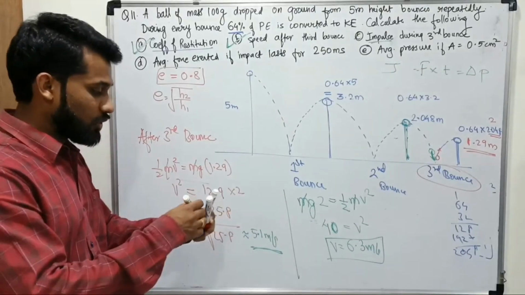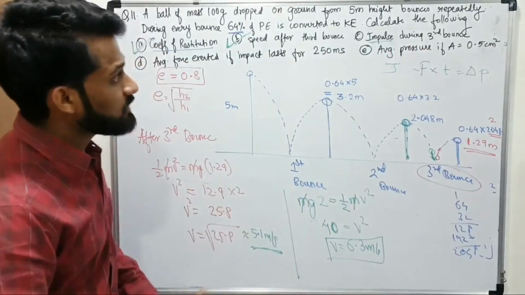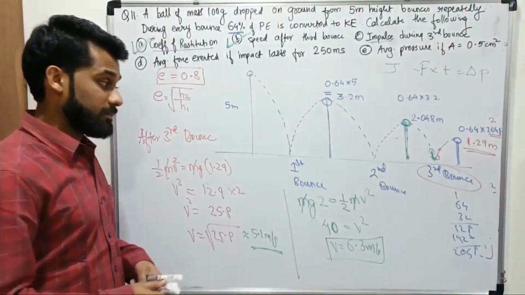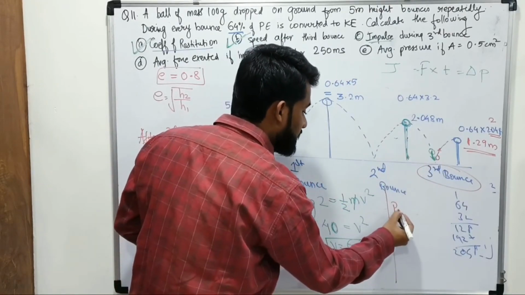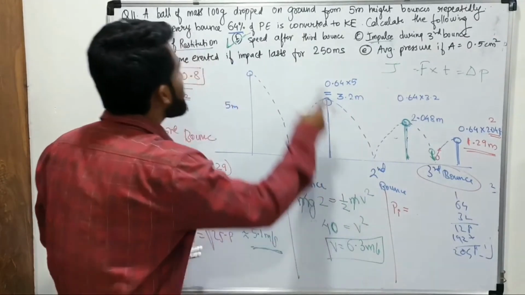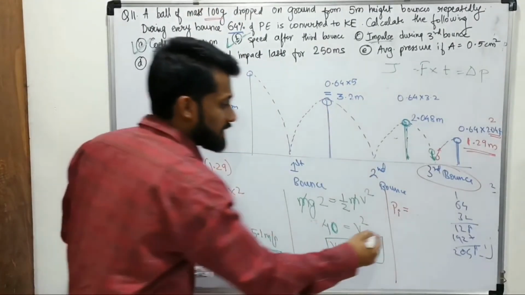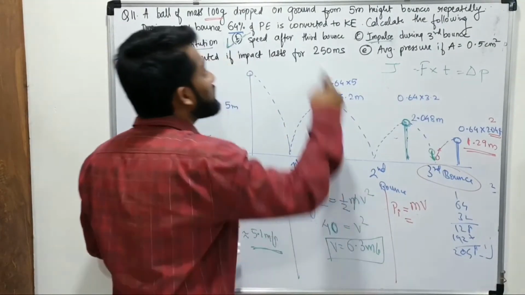So what is the impulse during the third bounce? And third bounce का impulse calculate कैसे करेंगे? So we need to calculate the change in momentum. So tell me, third bounce के पहले what was the momentum initial? It was mass times velocity. But mass is 100 gram. 100 gram is 0.1 kg. So mass into velocity if I do, this is velocity, this is mass.